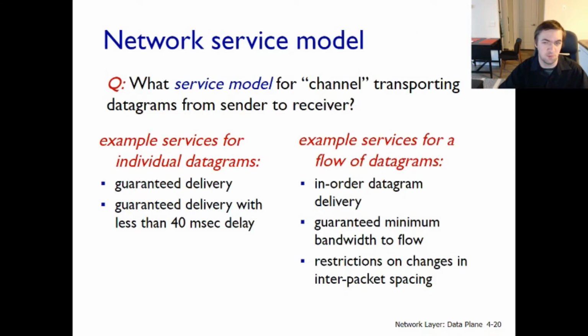Now, one question is, what is the service model for the channel that transports datagrams from the sender to the receiver? And there's a few different services that might be available to you. For instance, for individual datagrams, you have guaranteed delivery, or maybe guaranteed delivery with less than a certain amount of delay. For a flow of datagrams, you may have a guarantee of them arriving in order, guaranteed minimum bandwidth, restrictions on changes in interpacket spacing, and so on.